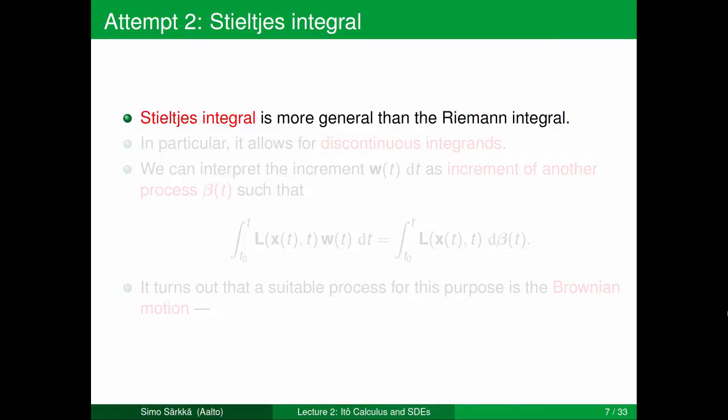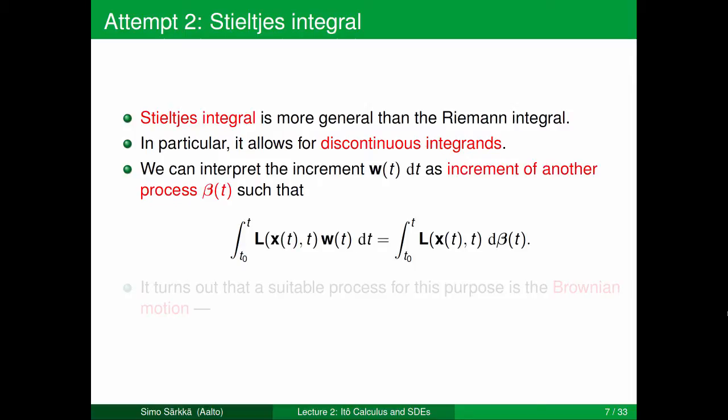As the second attempt, let's take a look at the Stieltjes integral then. The Stieltjes integral is more general than the Riemann integral because, at least in a limited sense, it allows for discontinuous integrands. Now we can interpret the increment W_t times dt as an increment of another process, let's say β_t, such that the integral of L W_t dt actually means the integral of L dβ. It turns out that the suitable process for this purpose is the Brownian motion.